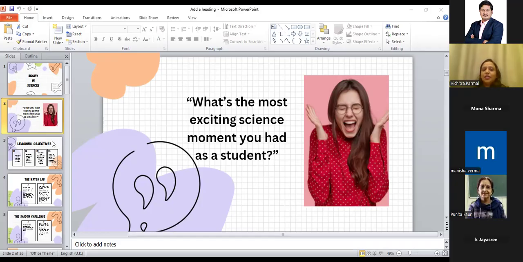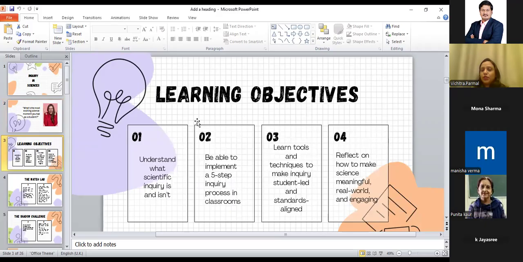Today's learning objectives for this session would be: one, to understand what scientific inquiry is and is not. Two, to be able to implement a 5-step inquiry process in the classroom. Here I'm going to touch upon how you can take scientific inquiry to your classroom and actually practically do it. You may think that it's going to be very tedious, but it's not. It's an easy way to do it. We can easily do this and make students' learning quite engaging and quite impactful.